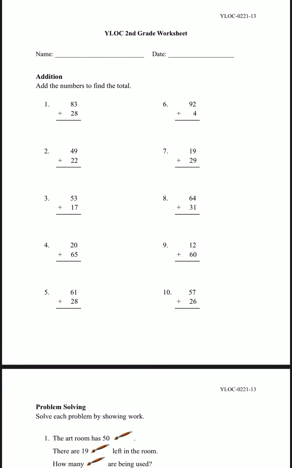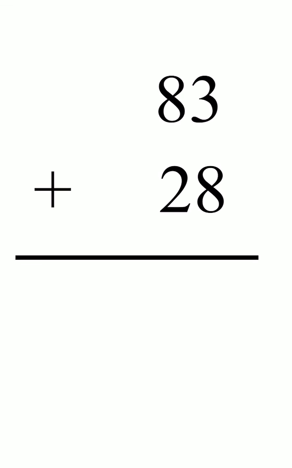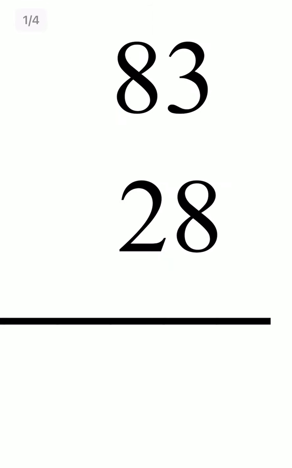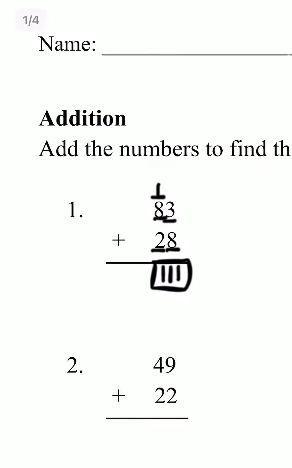Hello, today we are going to work on lesson 13 and we are going to first add the numbers to find the total. Let's look at number 1. 83 plus 28. Since it is two-digit numbers, we need to first add the numbers in the ones place and then the tens place. So 3 plus 8 is 11, and we need to write 1 in the ones place and 1 in the tens place. Now 1 plus 8 is 9, and 9 plus 2 is 11. So 111 is the answer for number 1.